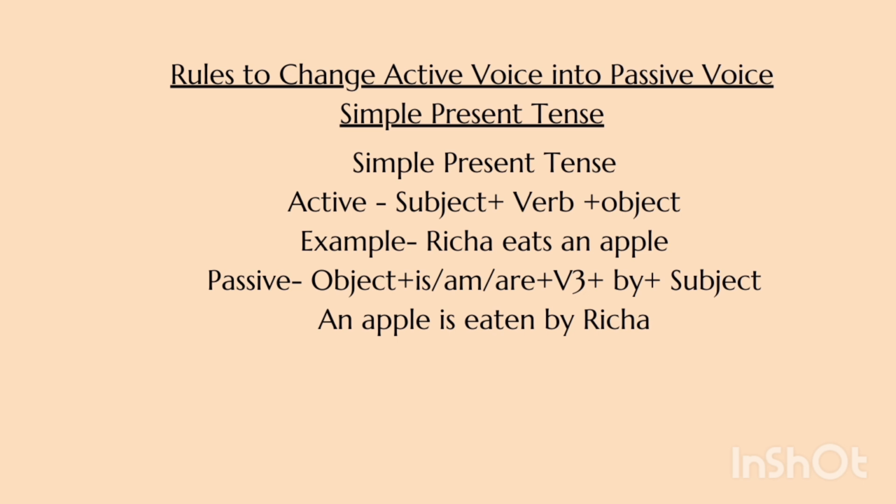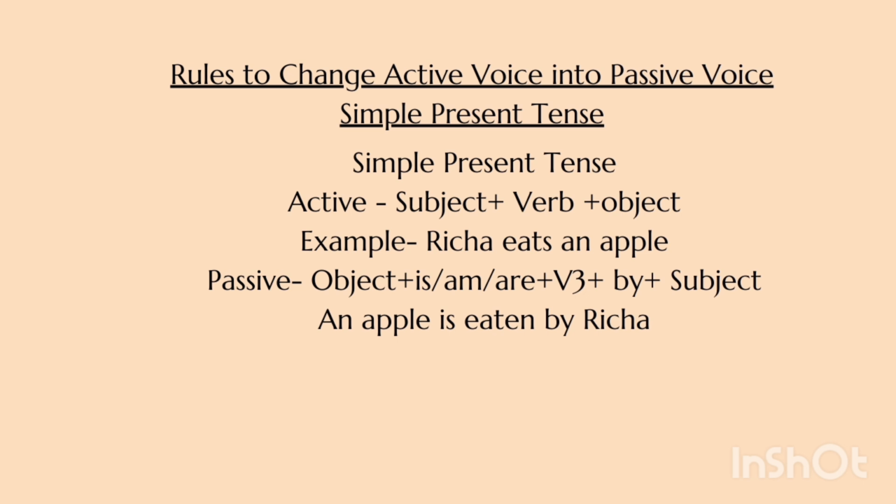Each sentence we write or read follows a tense. So today we will learn the simple present tense voice change rules. The first is the active voice. In the active voice, as we learned, the order is subject, verb and object. Let's take the example: Richa eats an apple. Here who is the subject? Richa. The verb is eats, and the object is an apple. So if we change this sentence into passive voice, what formula will we follow?